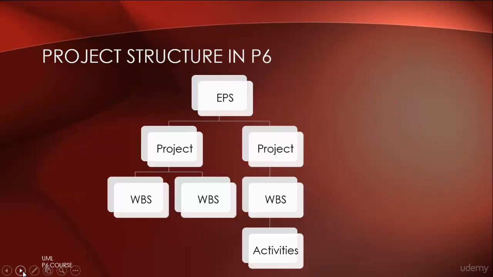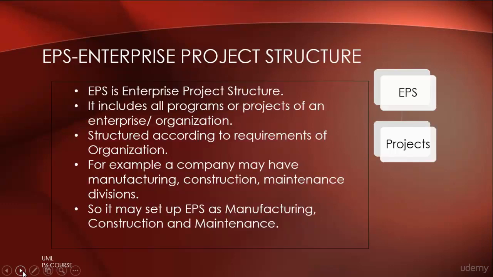Let's have a look at the project structure in Primavera P6, how projects are structured. At the topmost level in Primavera P6, we have EPS or the Enterprise Project Structure. Under each EPS, we have different projects, and projects are further divided into WBS, and then WBS are further divided into activities. Let's have a look at them one by one.